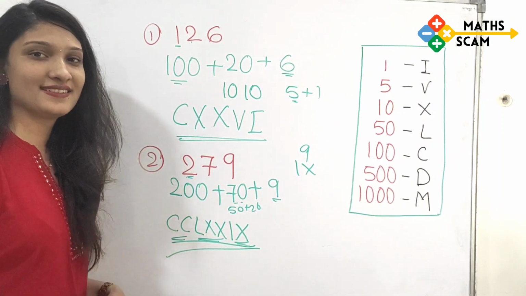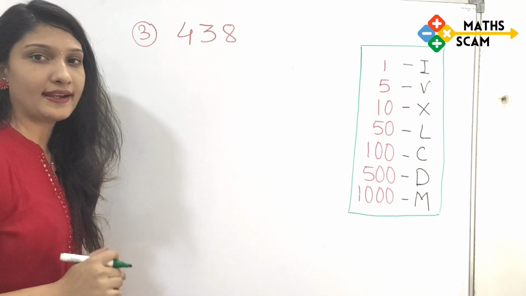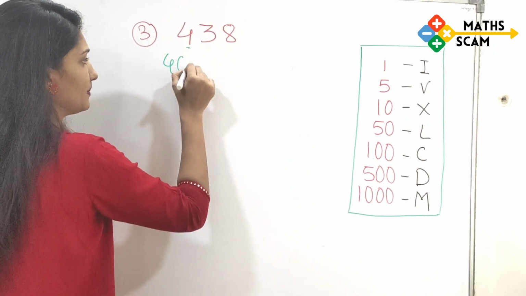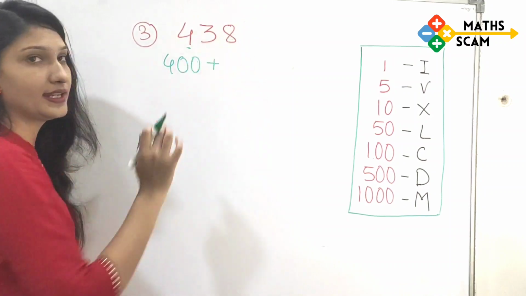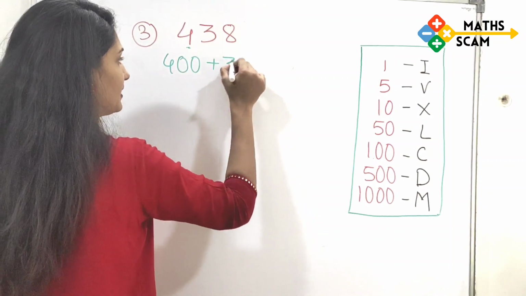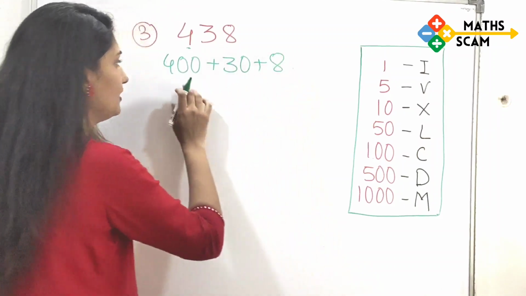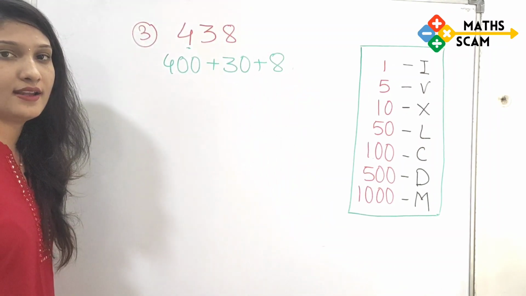Next we'll see. Next number is 438. Our first step is expand the number. 4 is at hundreds place, so 400 plus 3 is at tens place, so it will be 30 plus 8, 8 as it is. Okay. So how can we write 400?